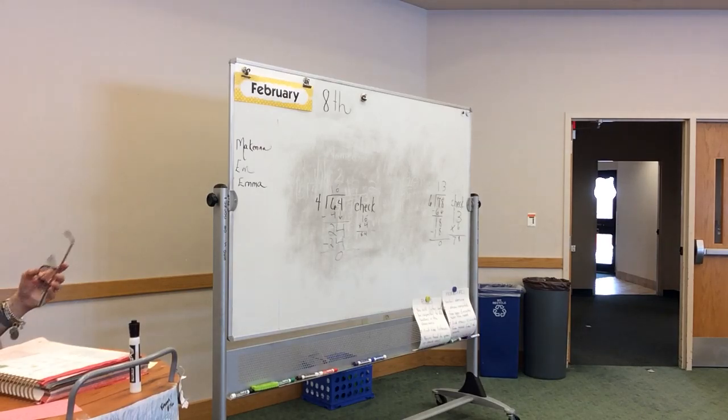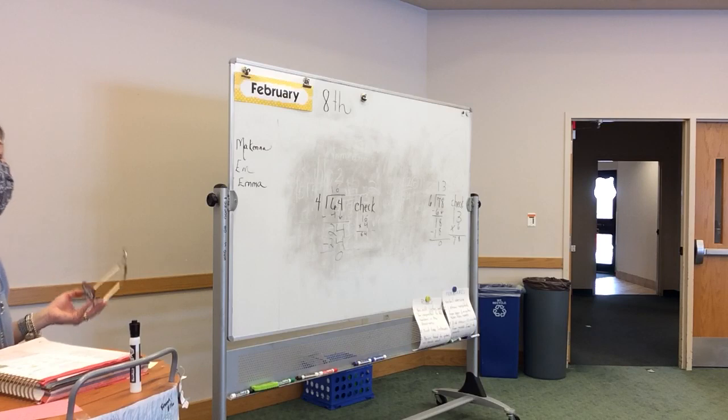How many birds in all did she see? Say it out loud. 28. 28. Very good. 28 birds.